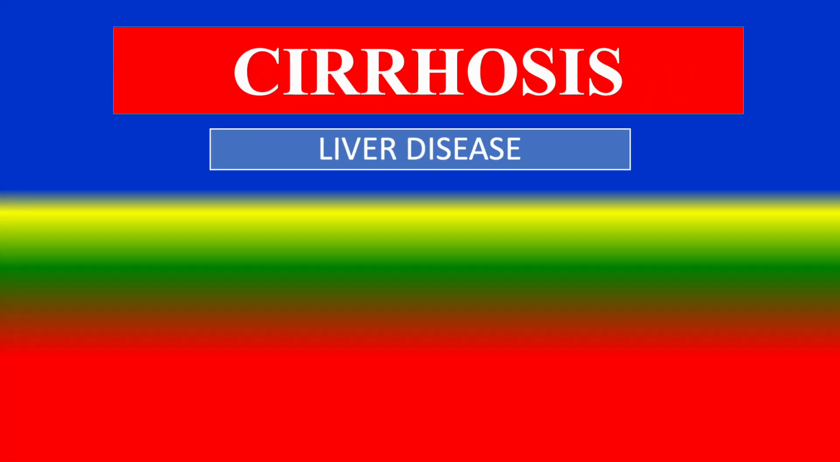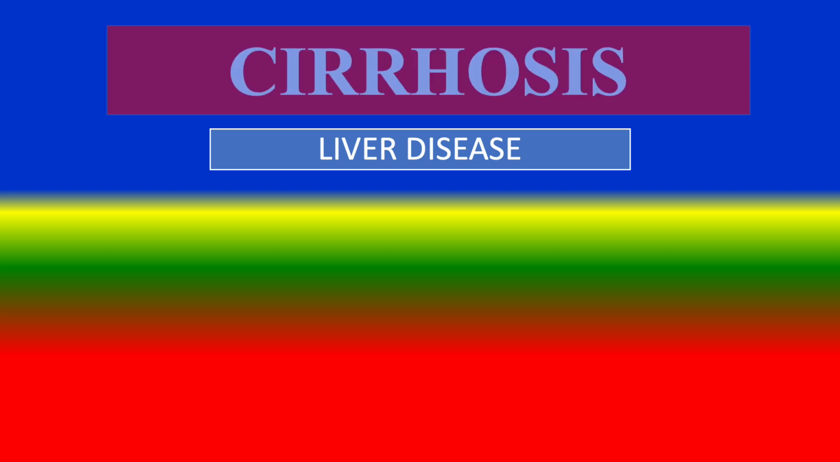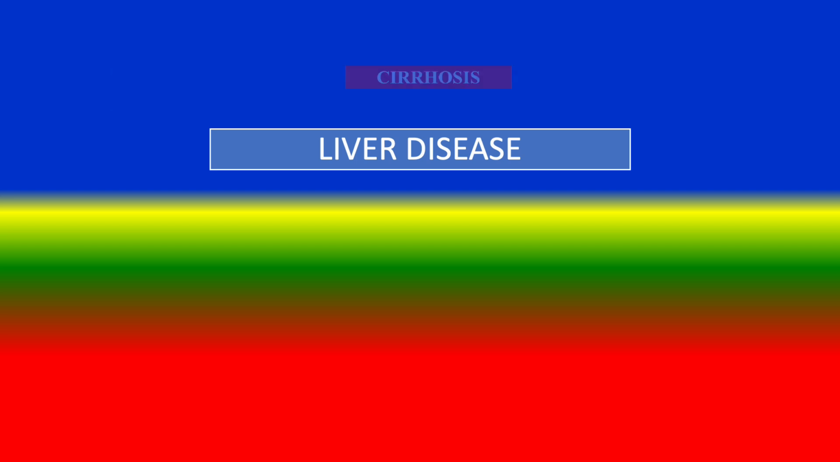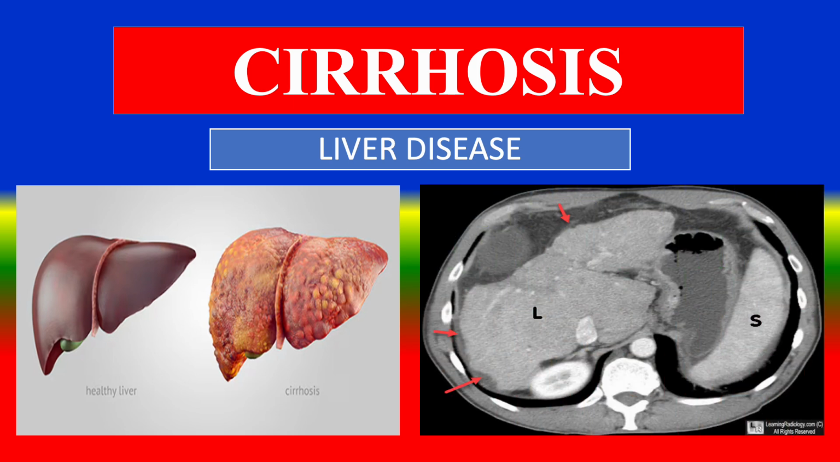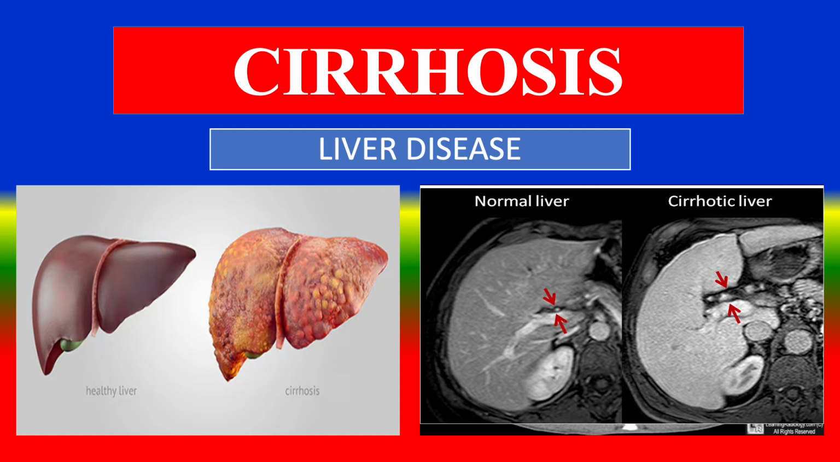Cirrhosis is a liver disease. Look at this picture, it shows a normal liver and a cirrhotic liver. CT findings and MRI findings. Look at this. A detail going on.